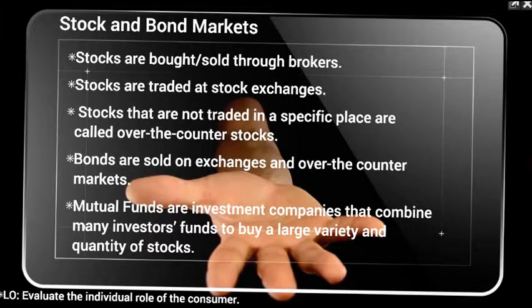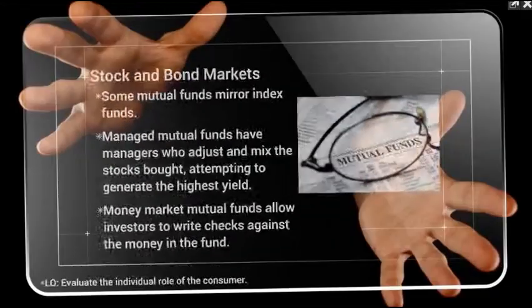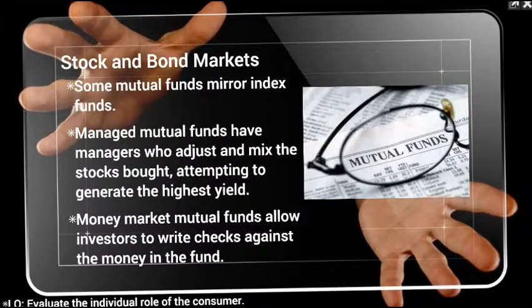Mutual funds are investment companies that combine many investors' funds to buy a large variety and quantity of stocks. Some mutual funds mirror index funds. Managed mutual funds have managers who adjust the mix of the stocks bought, attempting to generate the highest yield. Money market mutual funds allow investors to write checks against the money in the fund.